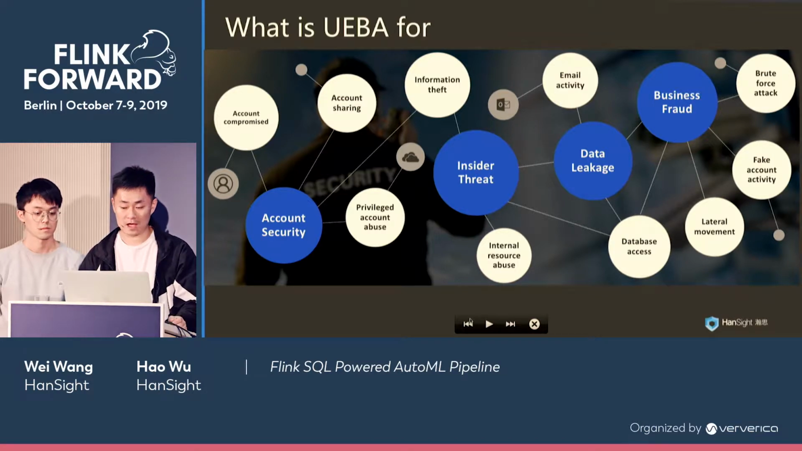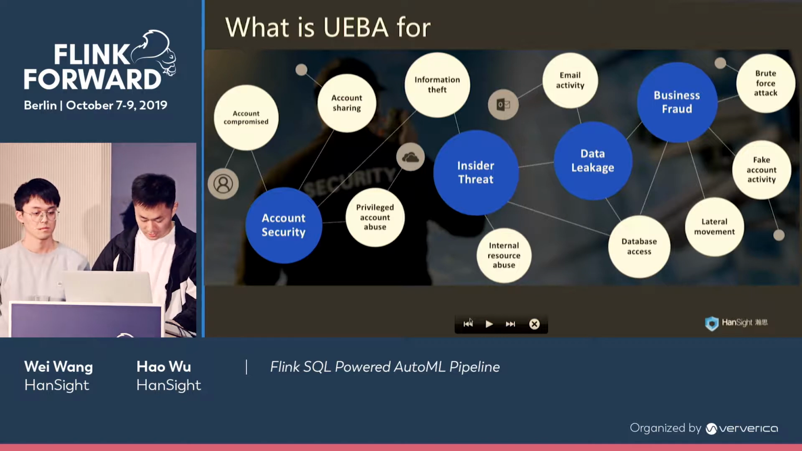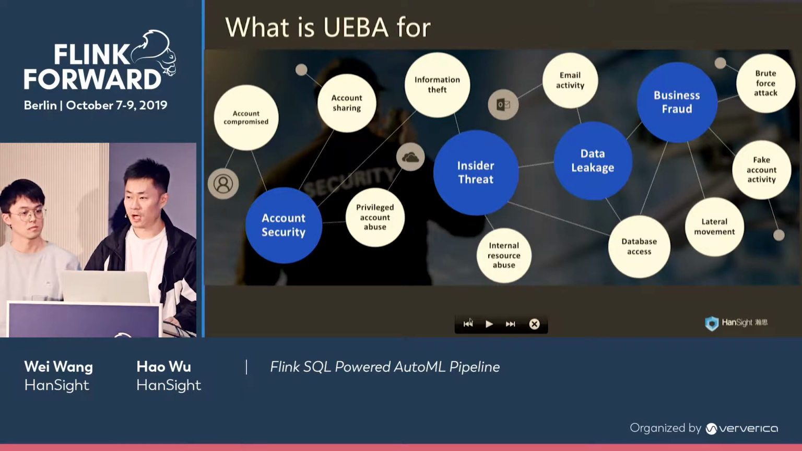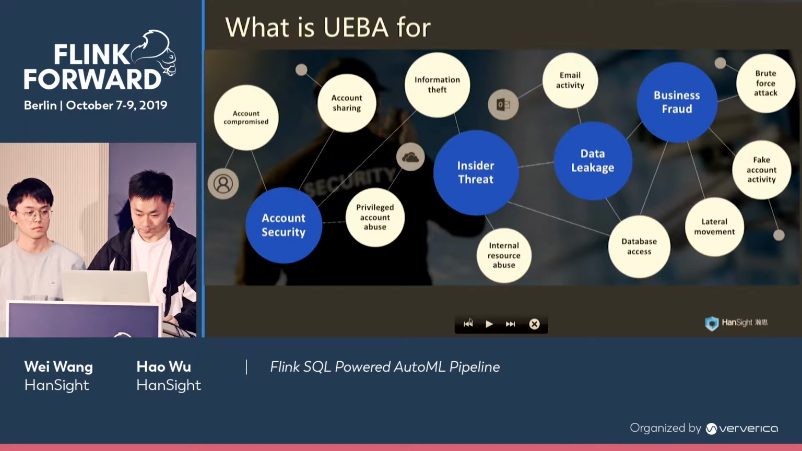And finally, we have business fraud. In terms of business fraud, an example would be that every time an online shopping website is giving out coupons or promotions, there will be bots crawling the website to get the company ripped off. So that's what we are interested in with this UEBA technology.